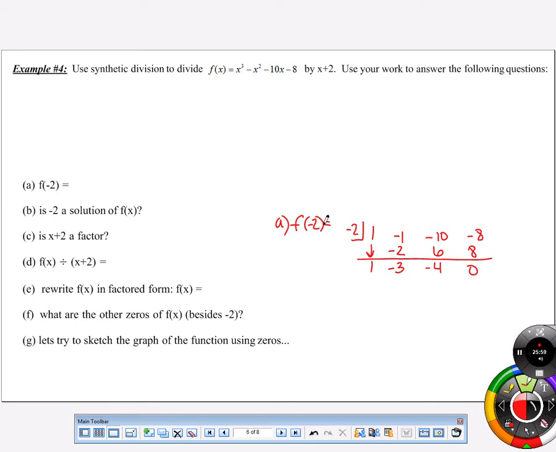Okay, two ways for me to know. Old school way, go plug in negative 2 for x and figure it out. Other way, right here, I can see that when the number negative 2 is plugged into this function, the result is 0. Okay?